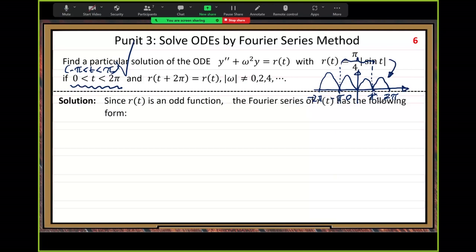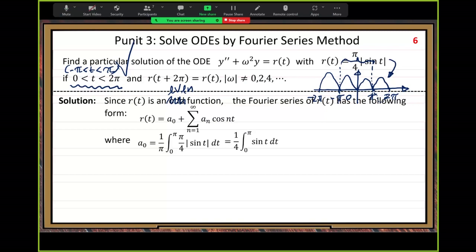Here it's an even function. I changed it to odd, but it should be an even function. Then we only calculate the A coefficients, no B coefficients. For A we have a formula. So A0, so the formula.